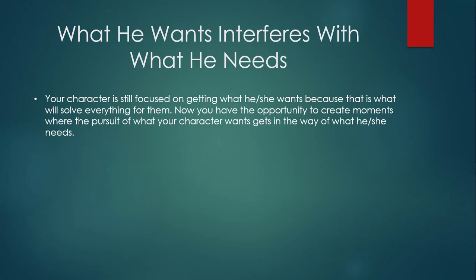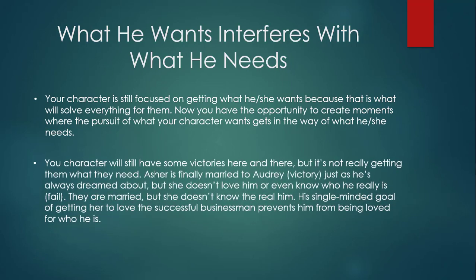Another beat you need to include in this 25% is a moment where what your character wants is interfering with what he or she needs. So your character is still very focused on getting what they want because it's going to solve everything for them, okay? But now you're showing how this pursuit of what they want is really messing up what they're eventually going to truly need. Your character will still have some victories here and there, but it's not really getting them what they need. The victories are very shallow.